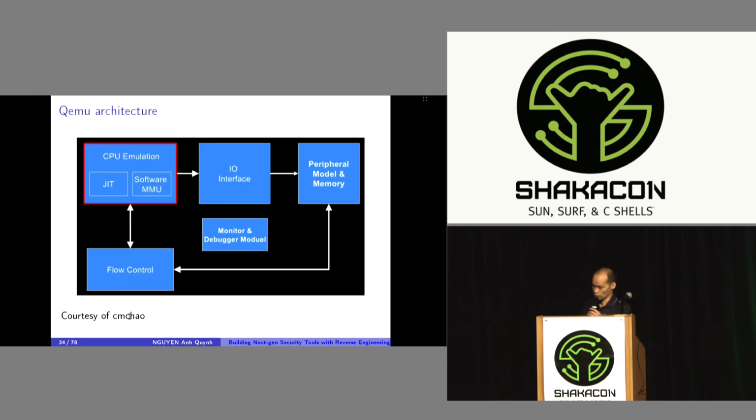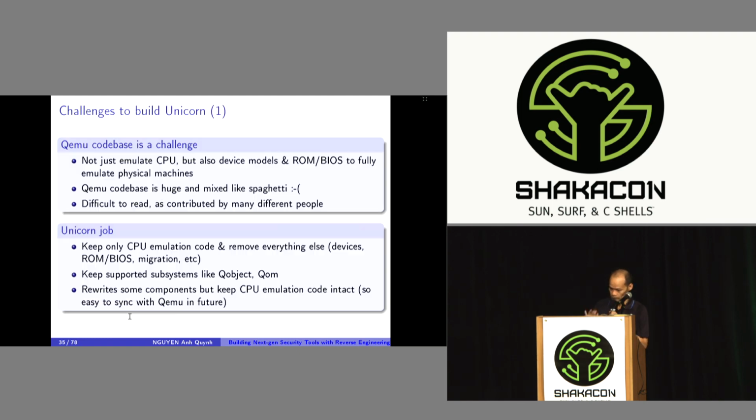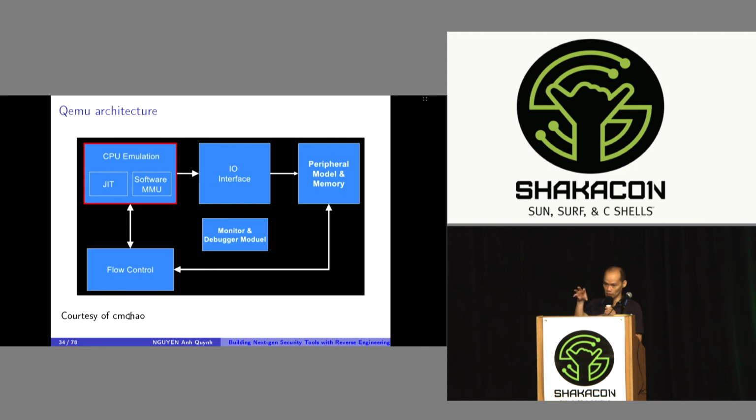QEMU is actually very complicated in its architecture, but we only want and care about one component, which is the CPU emulation, right? I do not care about anything else because I only want to emulate the instruction set and CPU memory access and nothing else. I don't care about other devices. I don't care about the bus, about the monitor, and so on. So I forked QEMU, and I picked only the CPU emulation part of QEMU and built Unicorn on top of that.